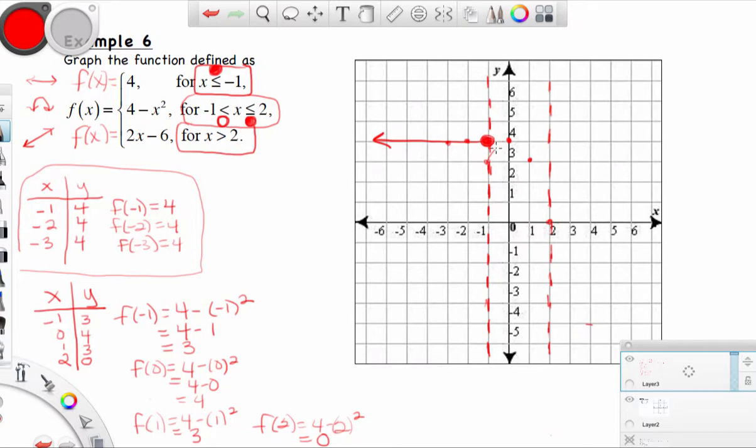And so here's my parabola. Now I just have to make sure that I put the correct endpoints on. This guy needs to be an open circle. Let's see if I can get rid of that little dot in the middle. And then this guy over here should be a closed circle, so I'm going to emphasize that. And then he's done. And then lastly, I have f of x equal 2x minus 6.